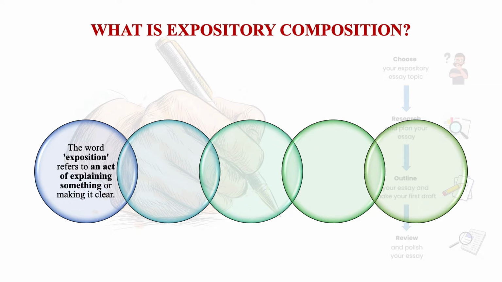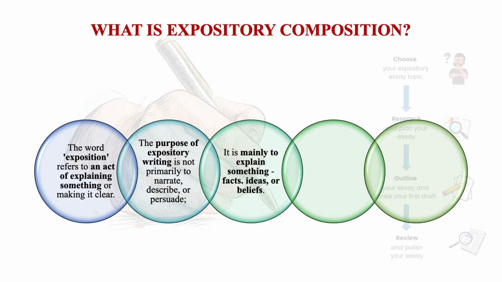Exposition refers to an act of explaining or explicating something, substantiating something, or making it clear. So the whole purpose of expository writing is not primarily to narrate, describe, or even persuade, but the essential meaning of expository composition is to explain something.